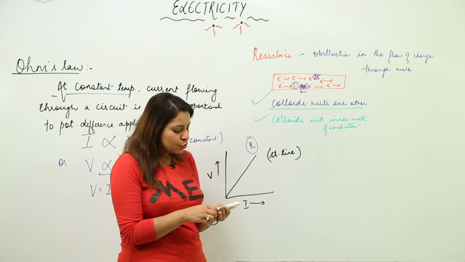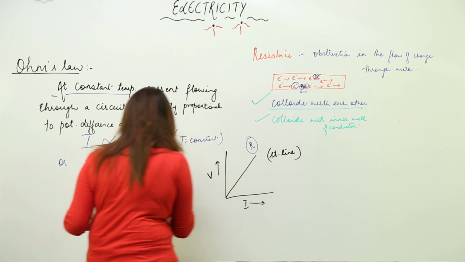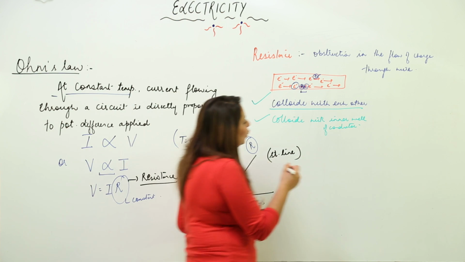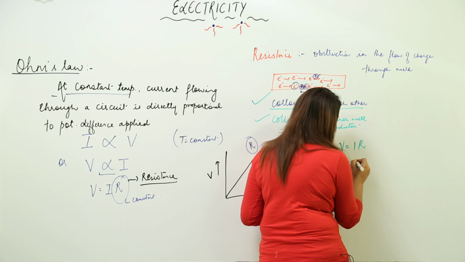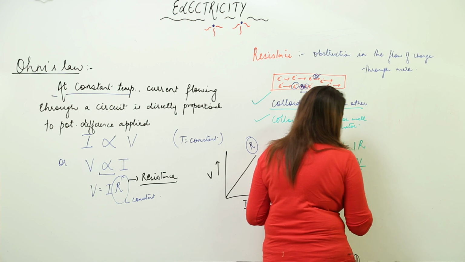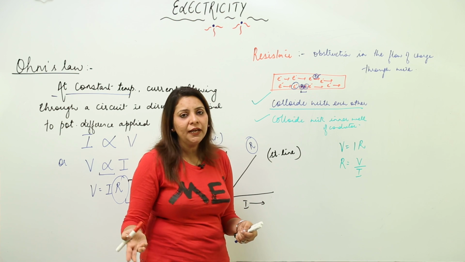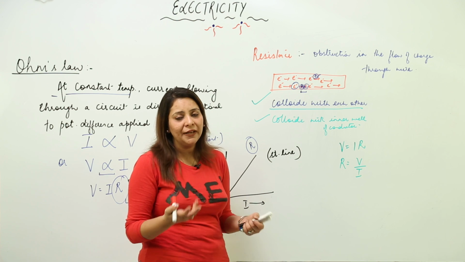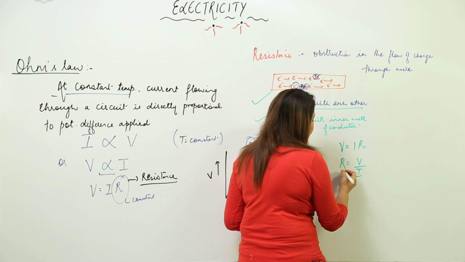Now if we need to know the factors on which resistance depends, we can derive them from this. As we know, V is equal to IR, so we can have the formula for resistance: it is V upon I. And if we talk about the unit, a constant may or may not have a unit, it depends. But in this case, resistance has a unit.